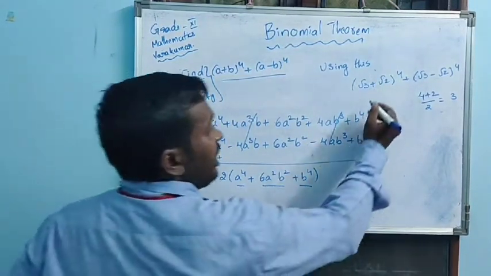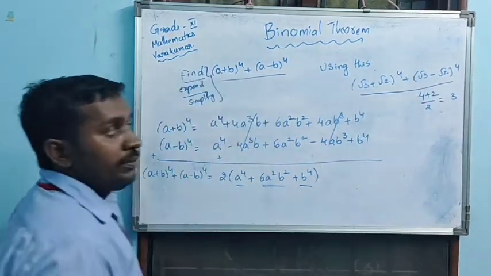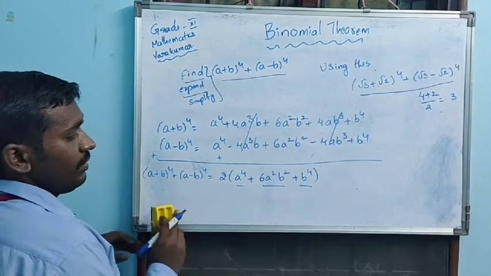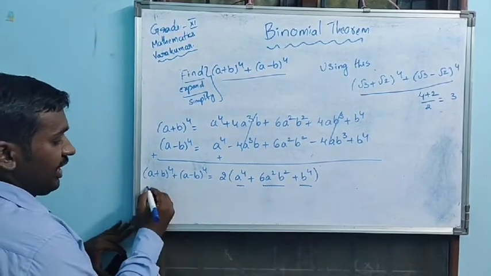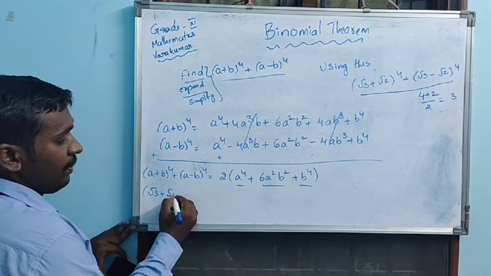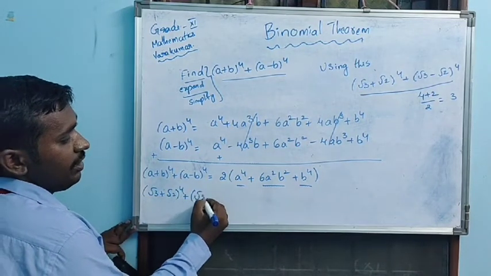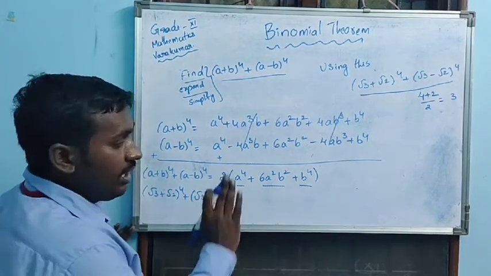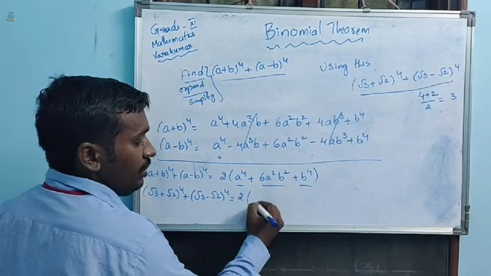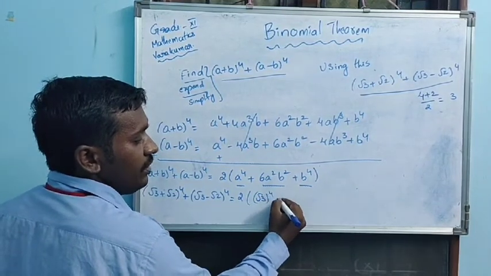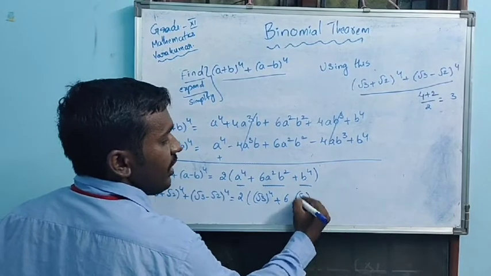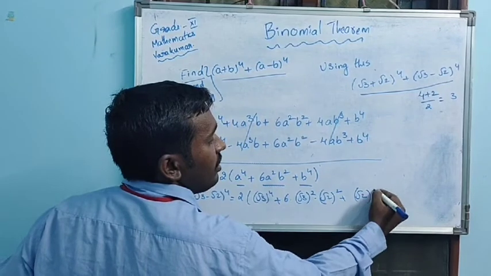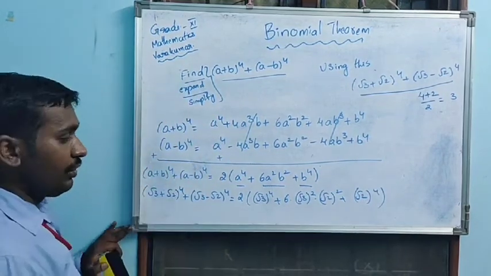Now using that, we need to find (root 3 plus root 2) whole power 4 plus (root 3 minus root 2) whole power 4. The same thing I'm going to write here. What is a for root 3 and b for root 2? So 2 into (root 3) whole power 4, 6 into (root 3) whole square into (root 2) whole square plus (root 2) whole power 4.